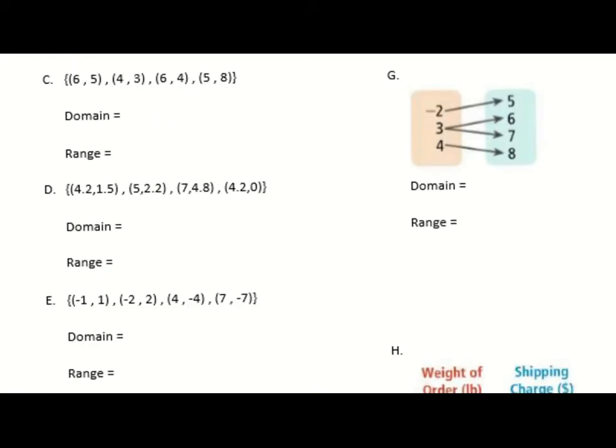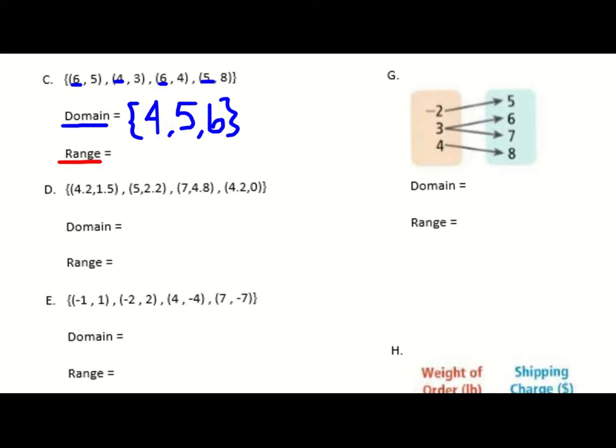So in part C, we need to identify the domain and range and then determine if this relation is a function or not. So first thing I'm going to do is my domain. So domain, you're narrowing in on your x values and we're going to list those. So my domain, I have 4, 5, and 6. And 6 shows up twice, but I'm only going to list it once.